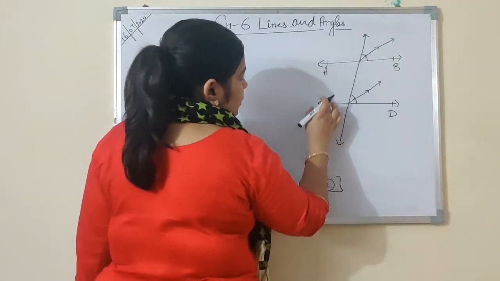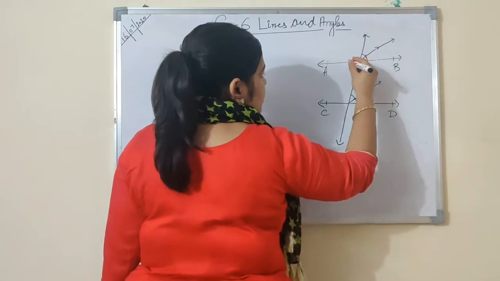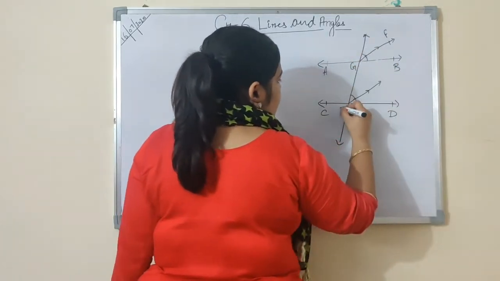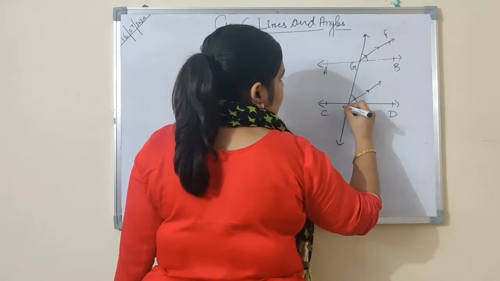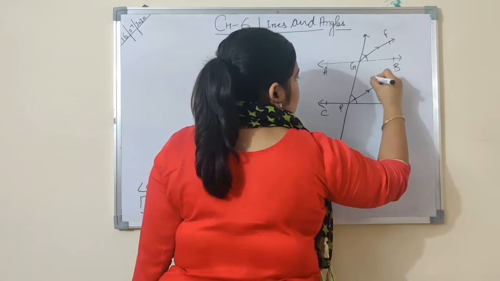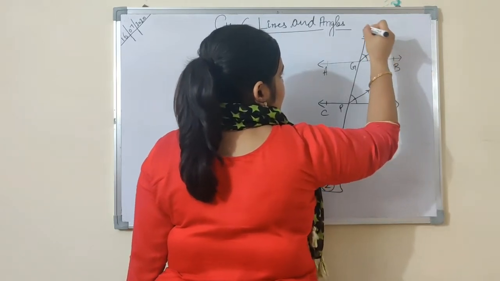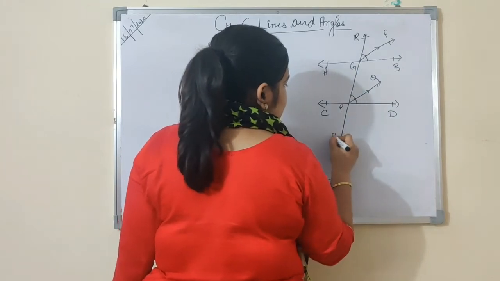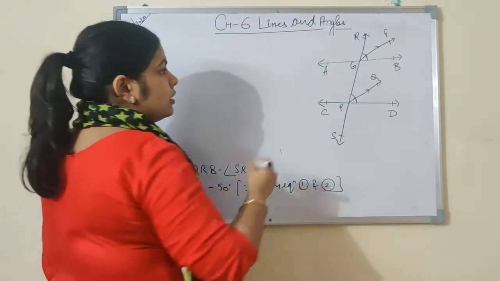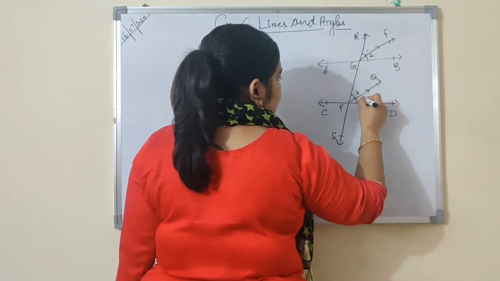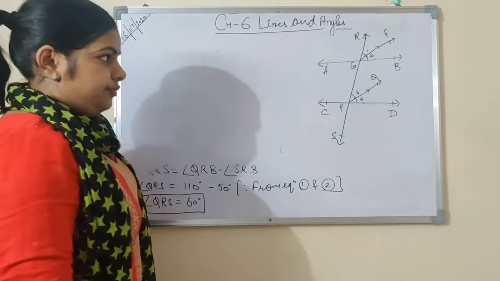I have taken here A, B, C, D, then G, F, and I am writing it here as P, Q, and this I'm naming as R, and this as S. Is this clear? One more thing, I'm marking here angle 1, angle 2, angle 3, angle 4.